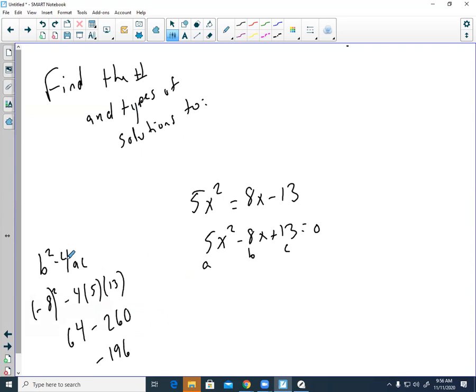So this is saying that b squared minus 4ac is less than 0 because negative 196 is less than 0. So that means this is going to be two imaginary solutions. Any questions on this that you can think of right now?